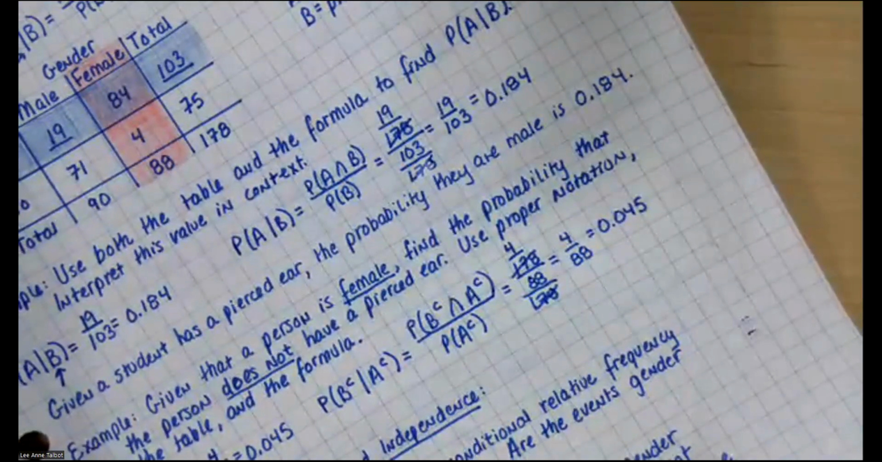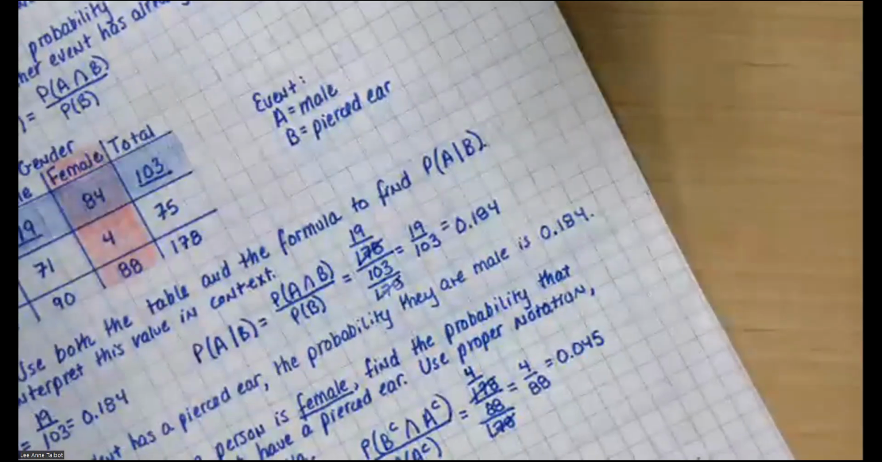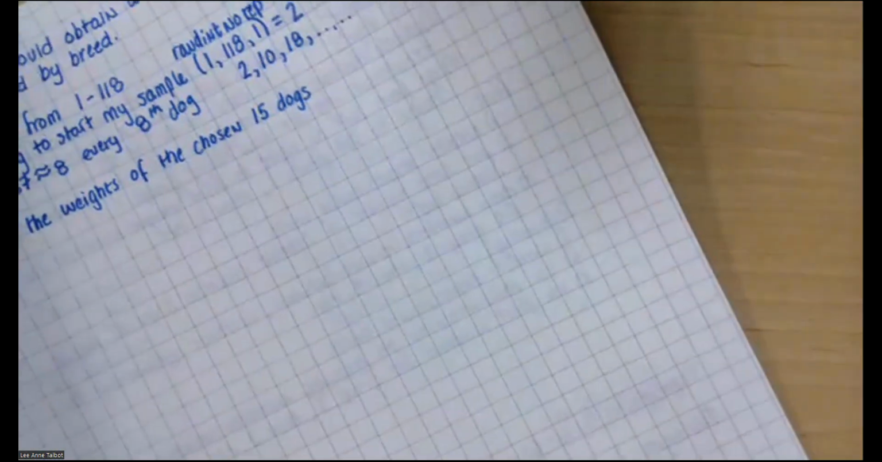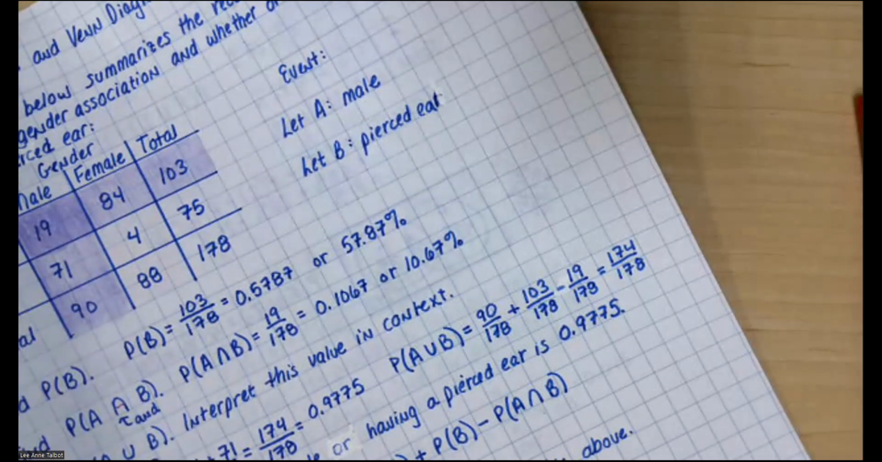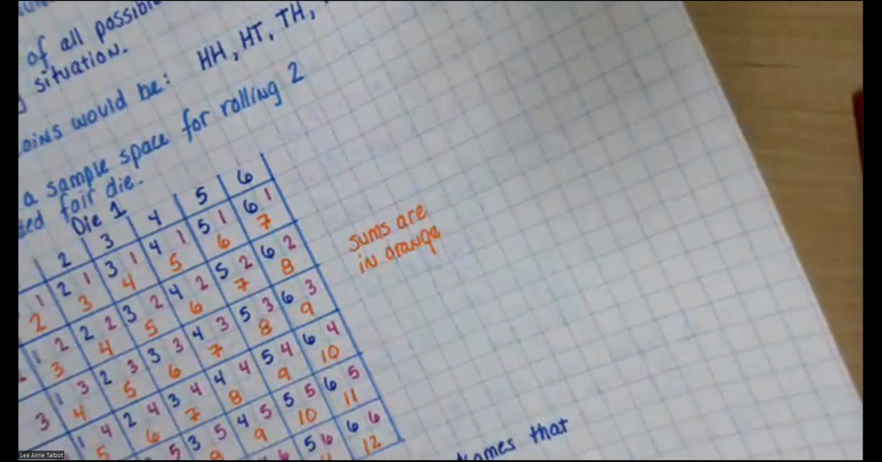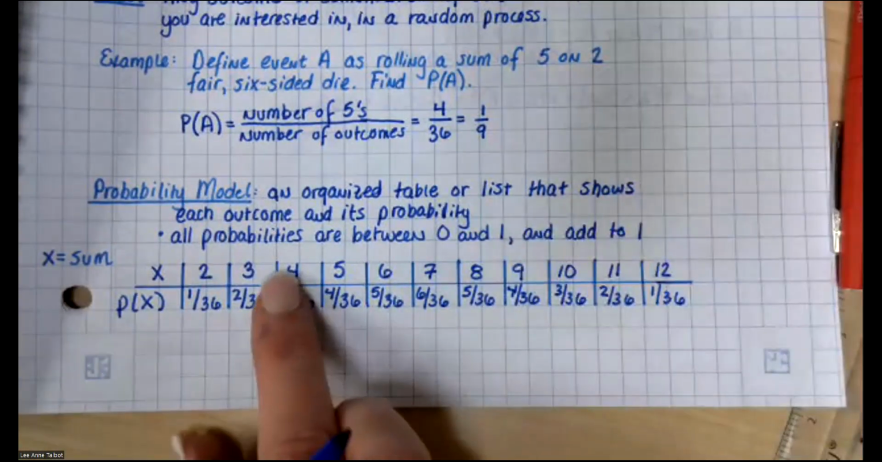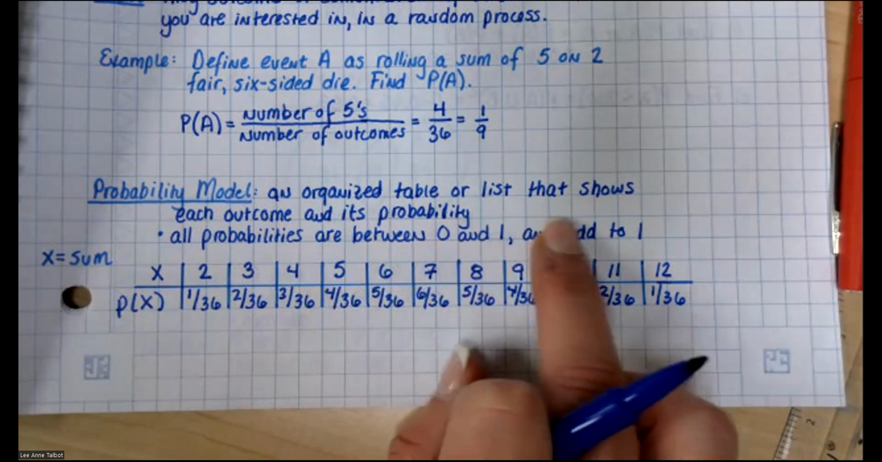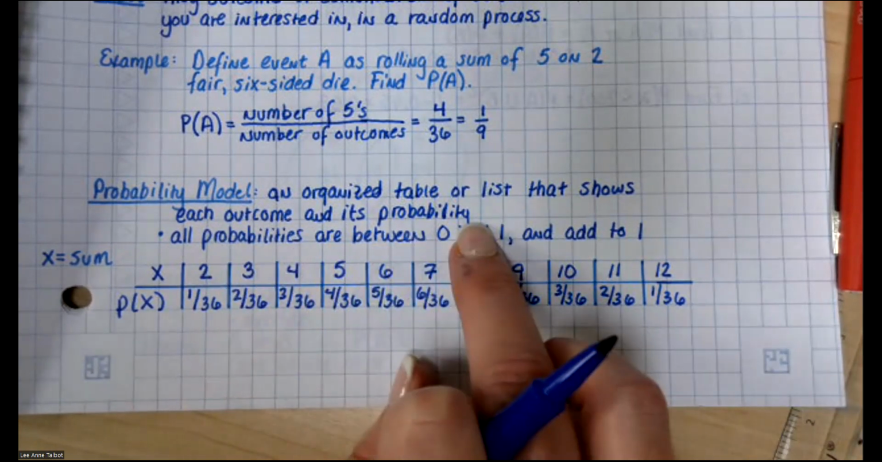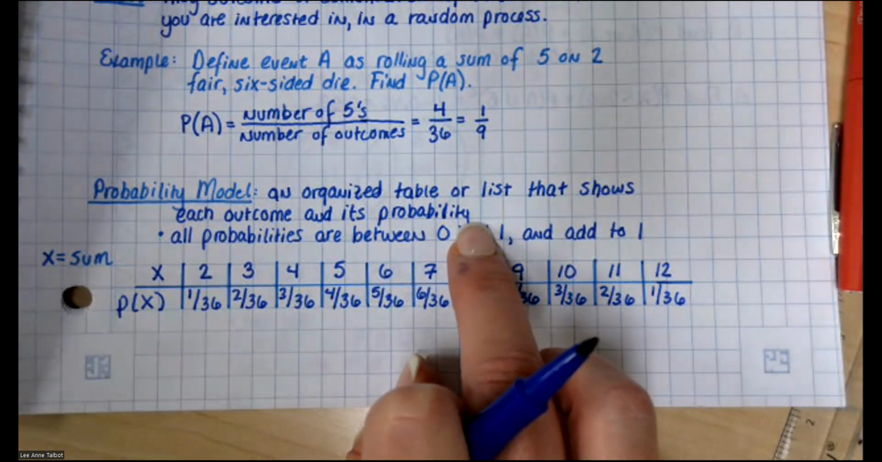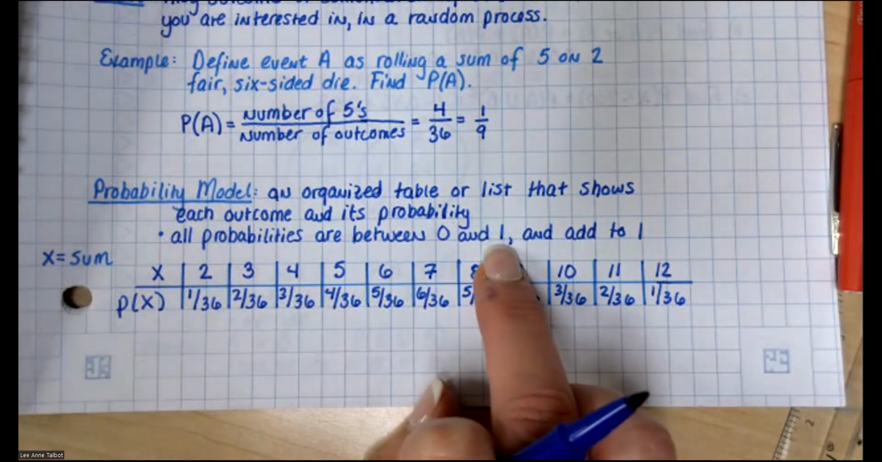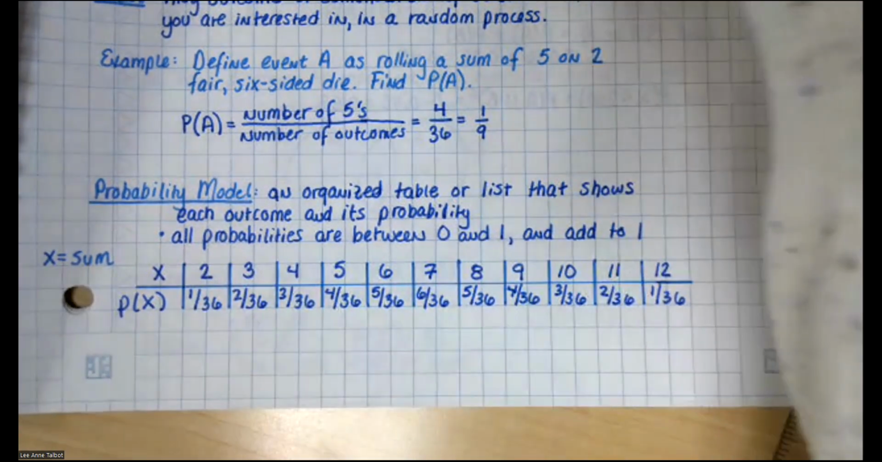Just to go back to chapter 5 for a second. Probability model, 3 things. An organized table or list that shows each outcome and its probability. That's the first thing. All probabilities are between 0 and 1 and add to 1.